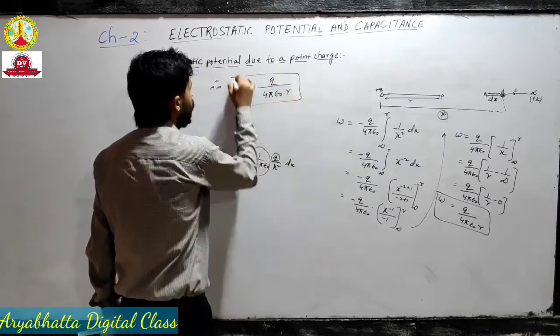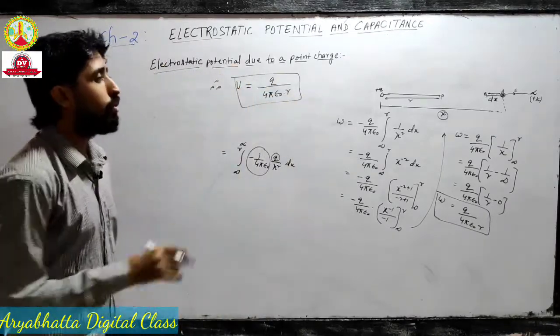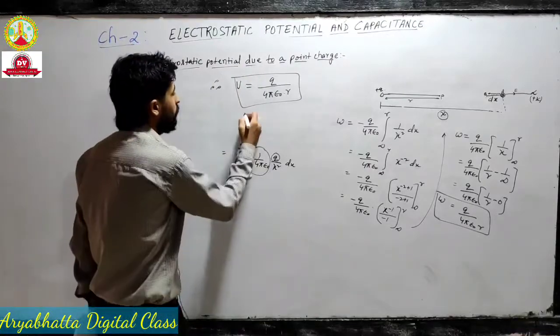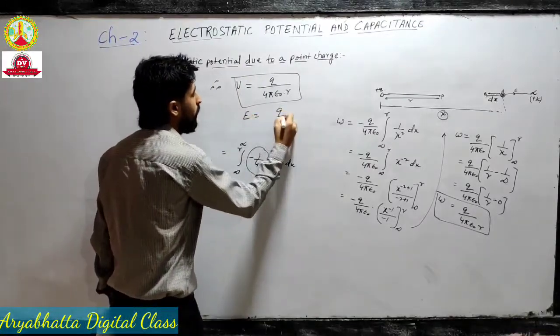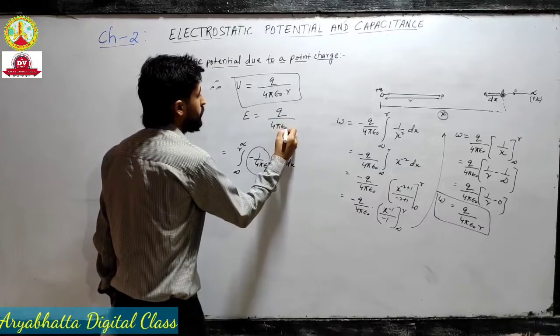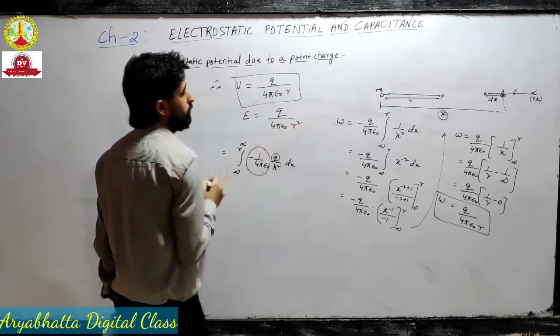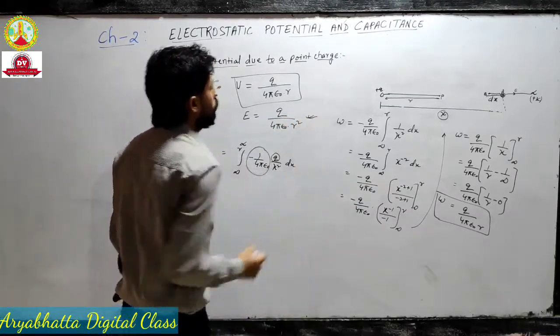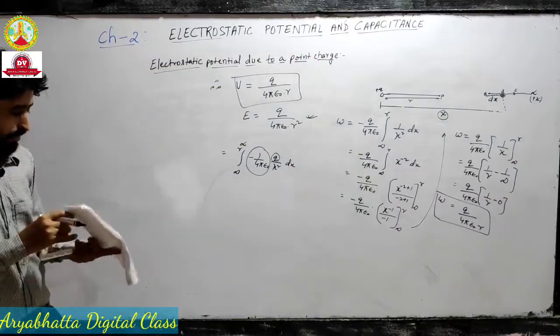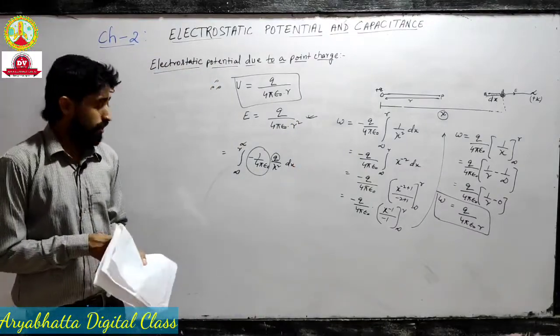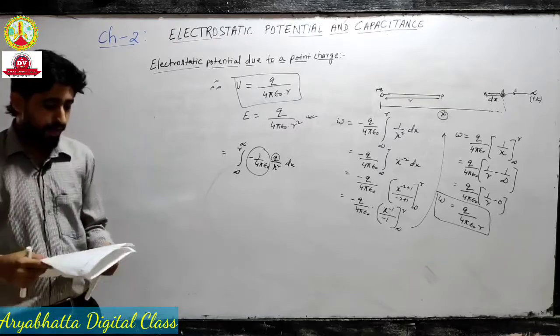So see, if you remember, this is similar to your electric field. What do you have in electric field? What is the value of electric field? You have Q by 4 pi epsilon naught into r square. If you remember, in the first chapter we got this, isn't it? In the first chapter, what did you get? Q by 4 pi epsilon naught.